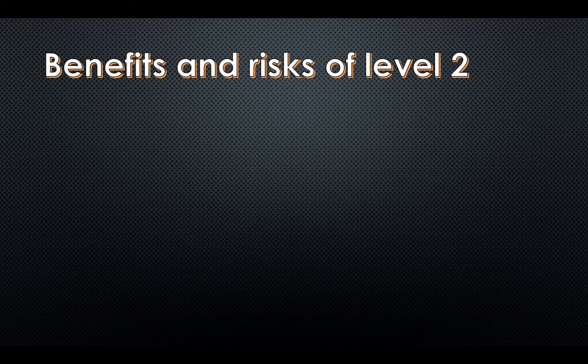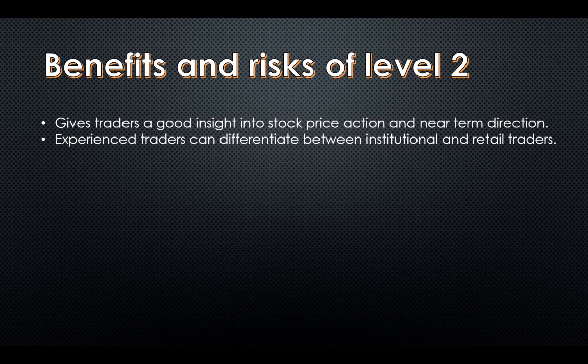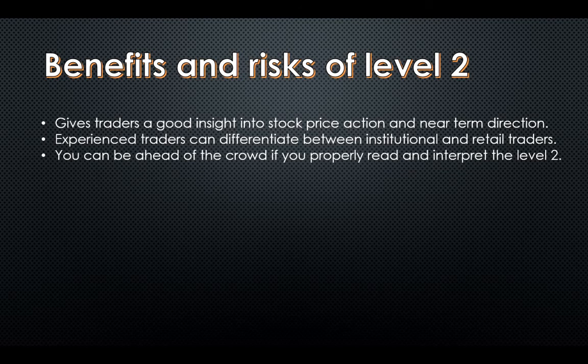Now, let's look at the benefits and the risks of watching the level 2. It is obvious that it gives traders a huge insight into the stock's price action and the possible near-term direction. Also, experienced traders can differentiate the institutional buying from the retail traders, like you and me, by looking at the level 2 and identifying the key market makers and the different ECNs, thereby knowing who has interest in the stock. As a trader, you can be ahead of the crowd if you learn to properly read the level 2.